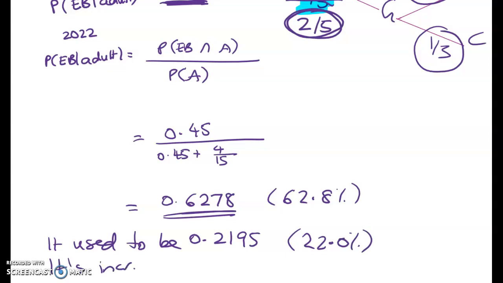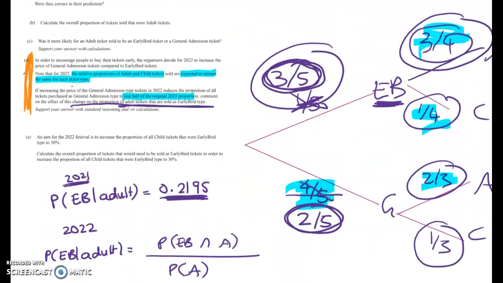So the proportion of adult tickets that are now early bird are massively higher, significantly, hugely, or something like that. Now, I just want to have a look at why it's not exactly 3 times, because I said that at the start, but that wasn't quite right.